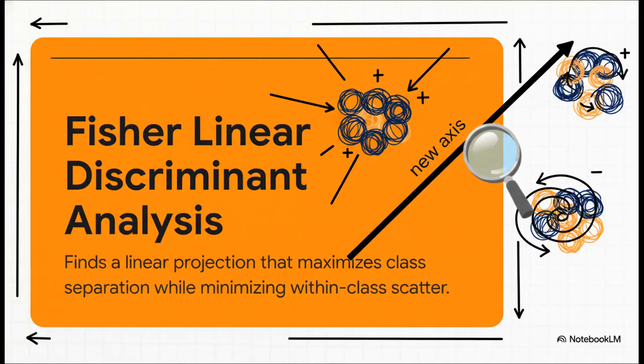So here's the big idea. Fisher LDA is really just a clever optimization game. It's searching for a new axis to project our data onto, and that new axis has to do two things perfectly at the exact same time. First, it has to push the centers of the two groups as far apart as possible. And second, it has to squeeze each individual group to be as compact and tight as possible.